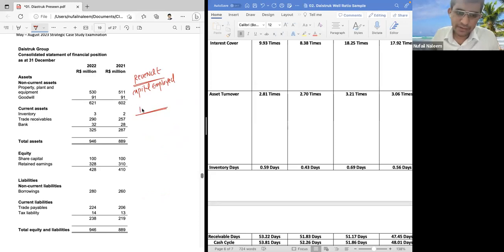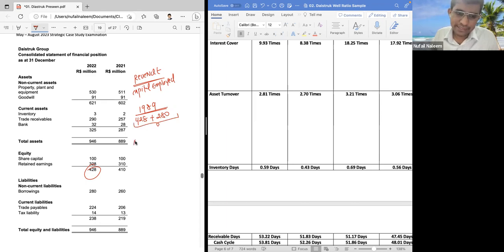So I'll write down here 1,989. That's very clear. Now, students, the equity finance is 428. So can I write down here 428? That is also fine. And the borrowing is 280. So this is the total capital.